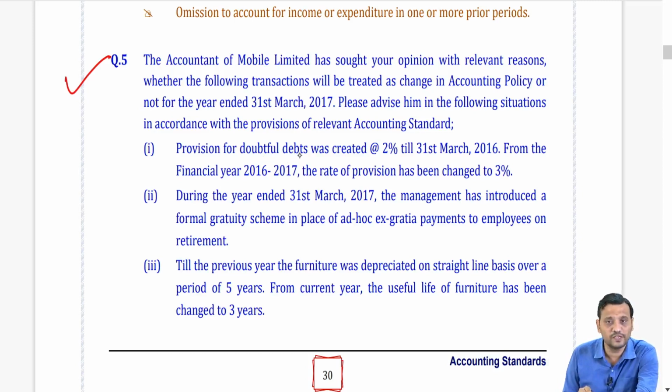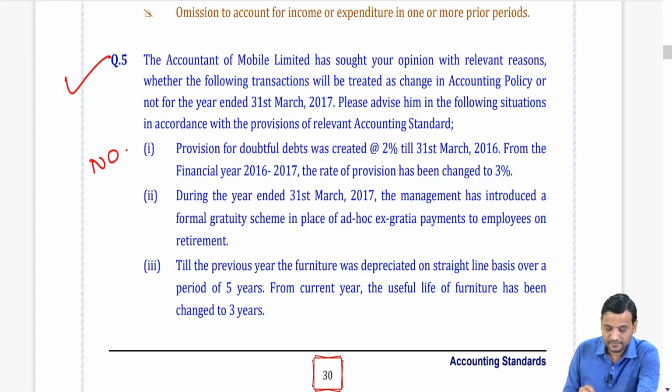Provision for doubtful debts was created at 2% till 31st March. From the financial year 16-17, the rate of provision has been changed to 3%. Sir, this is not a change in accounting policy, this is change in accounting estimate. I can revise my estimate. When can I revise my estimate? Sir, based on new information, better experience and subsequent development, you can revise your estimate.